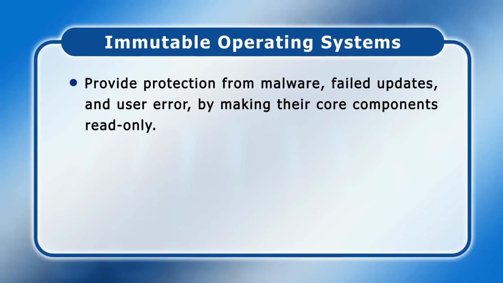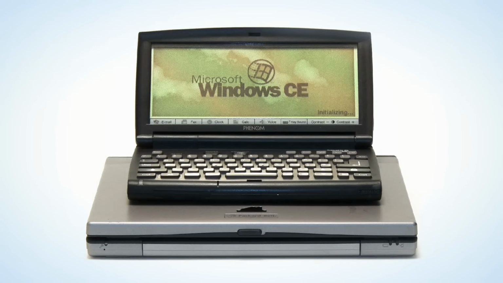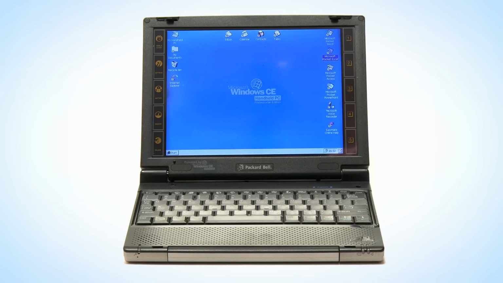And so before we install and test Vanilla OS, let's delve a bit more deeply into the concept of an immutable operating system. Immutable operating systems provide protection from malware, failed updates, and user error by making their core components read-only. Immutable operating systems have also been around for many decades. For example, some early mobile devices ran Windows CE, which was pre-installed on read-only memory chips. So, Windows couldn't be corrupted by either the user or malware.